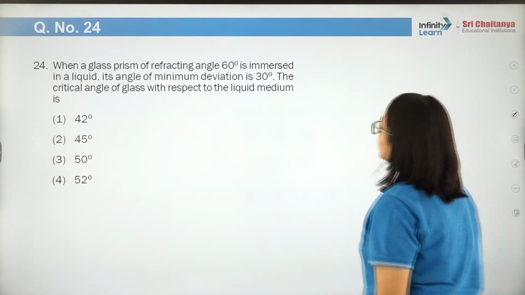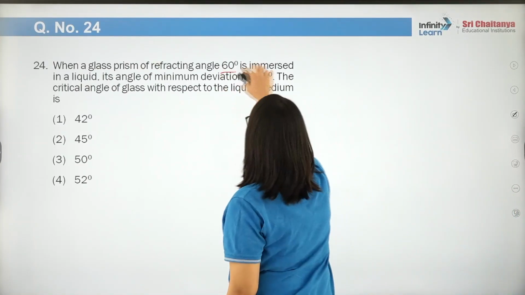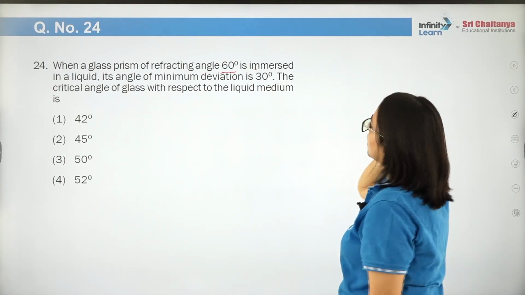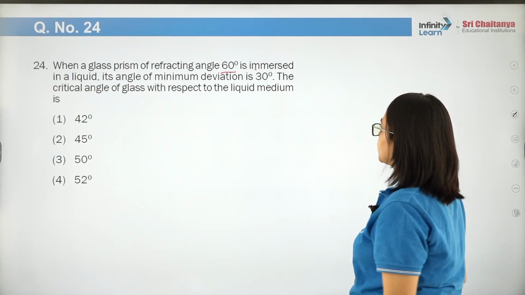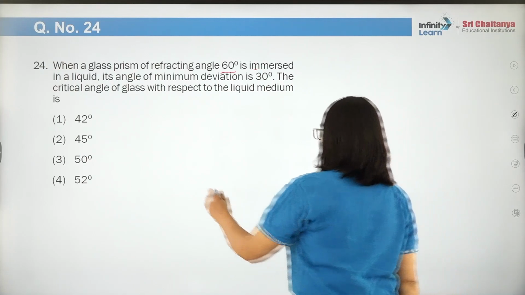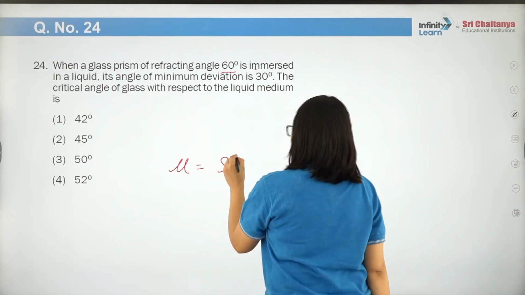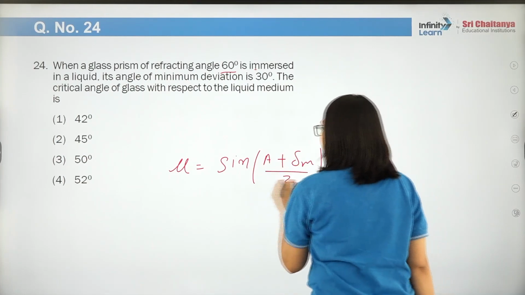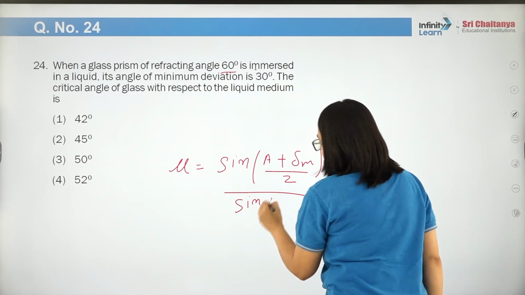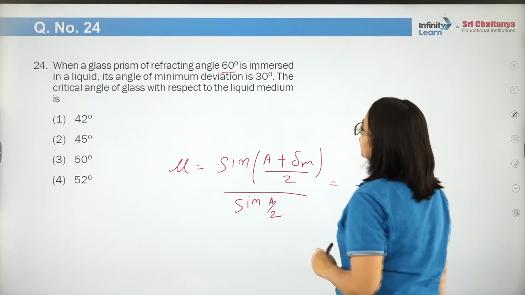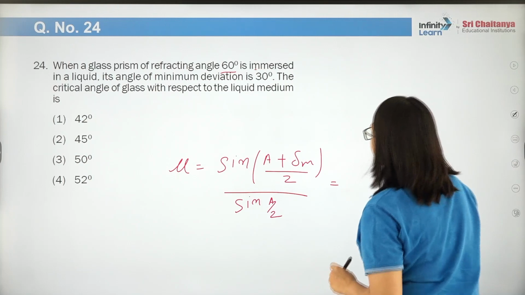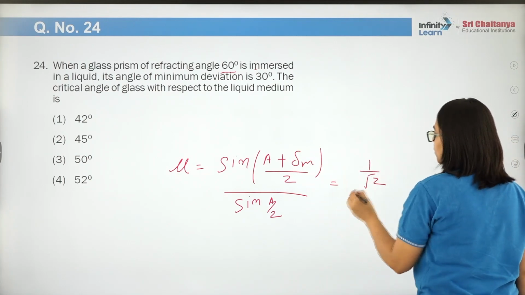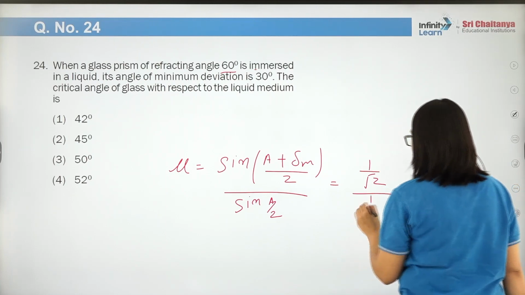Question number 24. When a glass prism of refractive angle 60 degrees is immersed in a liquid, its angle of minimum deviation is 30 degree. The critical angle of glass with respect to liquid medium is. So we know that mu is equals to sine (A plus delta m) by 2 divided by sine of A by 2, right? So A is 60 and delta m is 30. So 60 plus 30, 90. 90 by 2 is 45. Sine 45 is 1 by root 2 divided by sine A by 2, sine 30, which is 1 by 2.